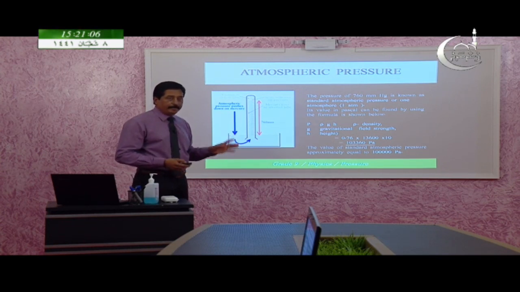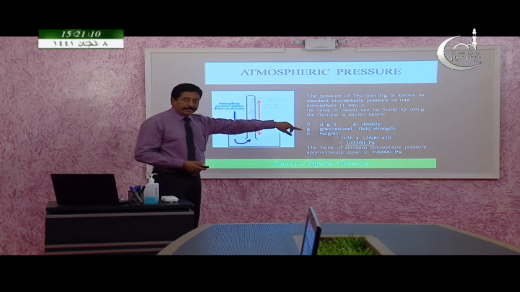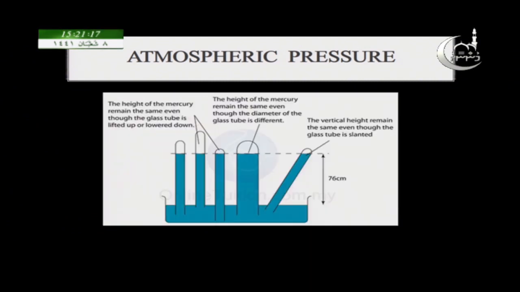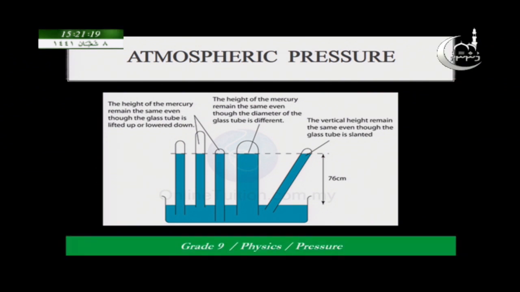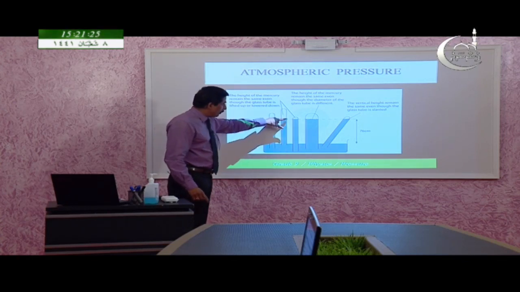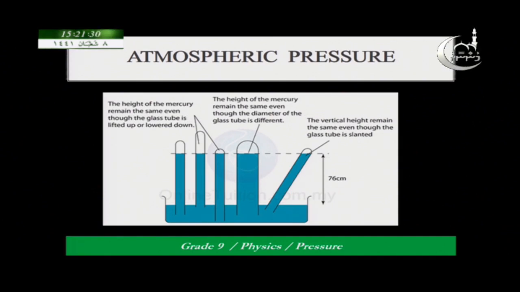Here you need to remember the SI unit. So the millimeter you need to convert to meter, and then the density, if it is already given in kilogram per meter cube, there is no need of changing. The next one, the atmospheric pressure, the difference in height from the surface to the top, does not depend upon the width of the tube. Whether you use a wide tube or a narrow tube, it won't change. The height of the mercury remains the same even though the diameter of the glass tube is different.